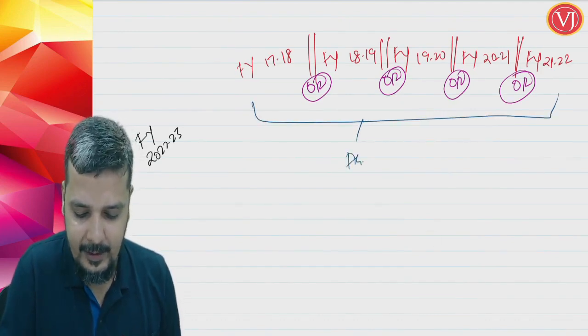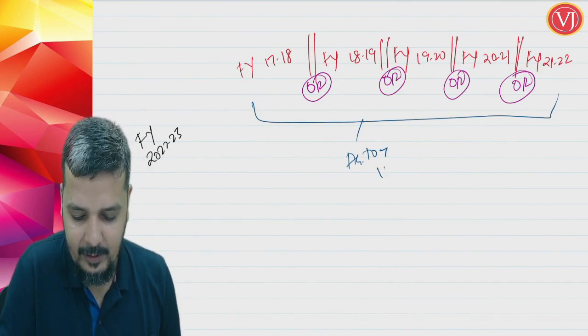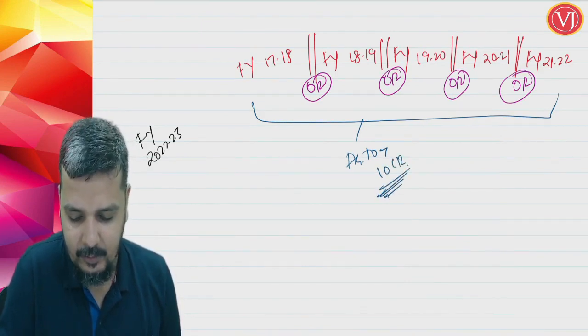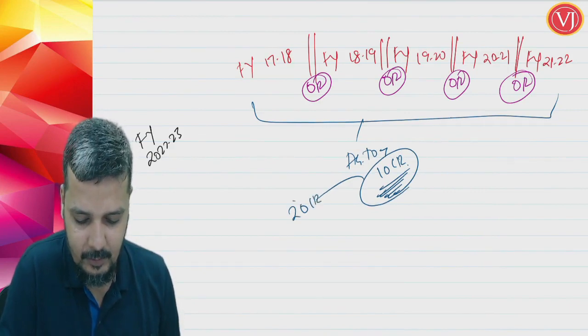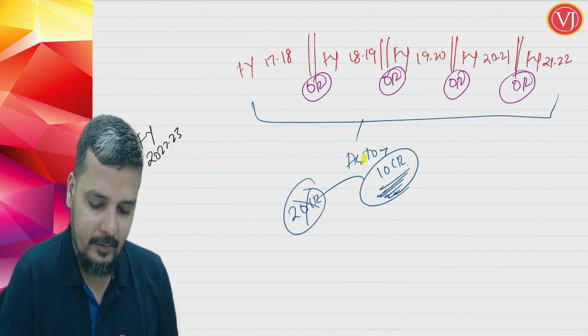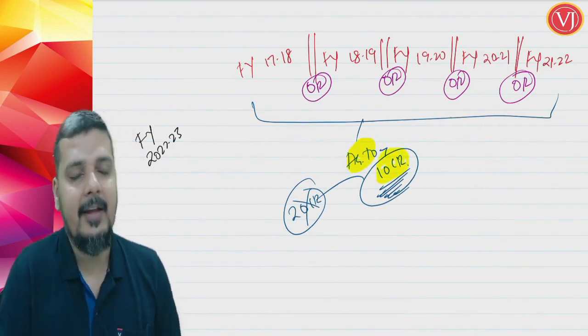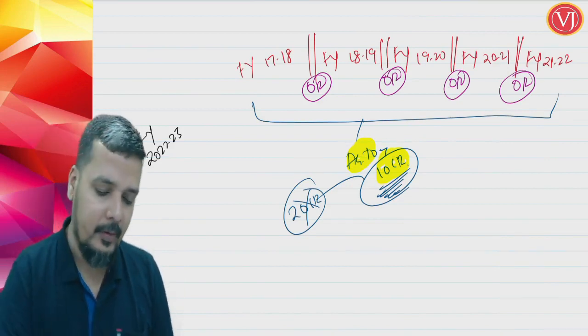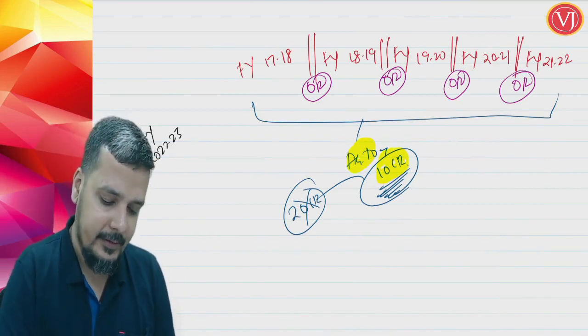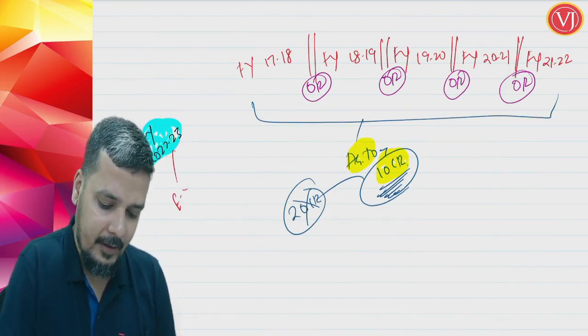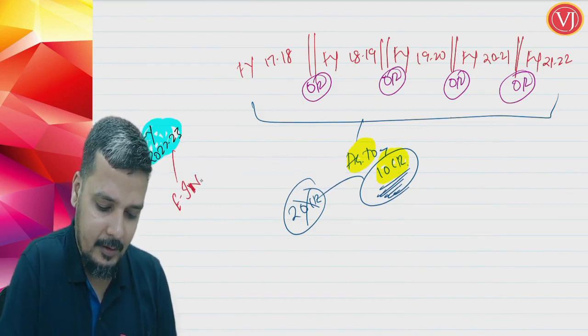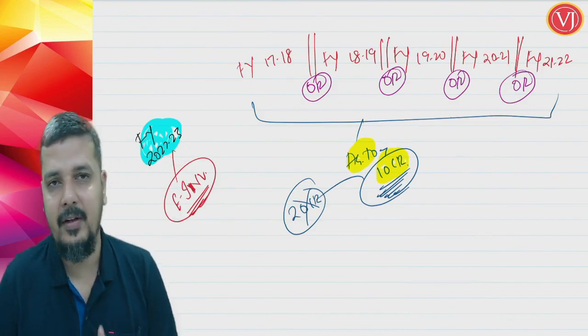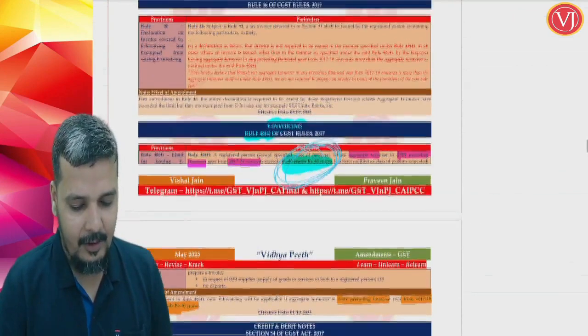I tell that pan India aggregate turnover is more than 10 crores. Previously it was 20 crores, now it is more than 10 crores. If the aggregate turnover is more than 10 crores in 17-18 or in 18-19 or in 19-20 or in 20-21 or in 21-22, then e-invoicing is applicable in that current financial year, which is, in our example, 22-23. So that is the amendment that has been brought in.